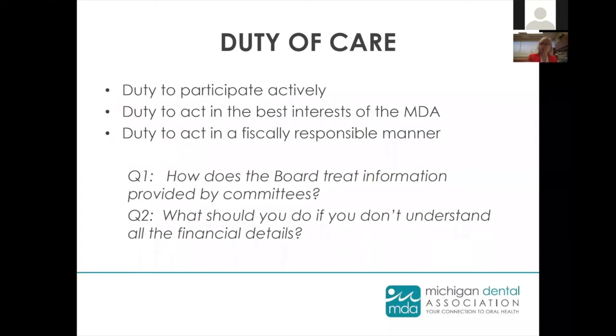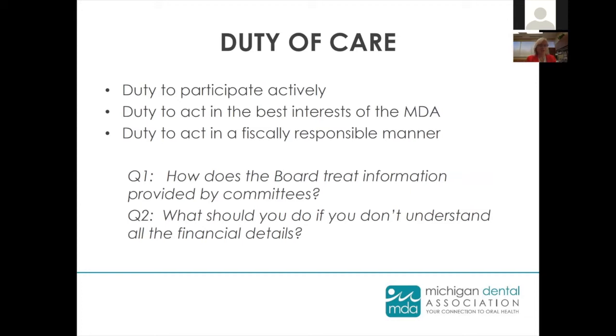So let's talk about that. It's duty of care, duty of loyalty, duty of obedience. I know this was all in your pre-information, but just as a reminder, the duty of care basically means you have a duty to show up, to engage in the meeting, to participate actively, and to act in the best interests of the MDA. So maybe not yourself personally, or your specialty society, or your component, but the best interests of the members of the Michigan Dental Association overall. You also have a responsibility to act in a fiscally responsible manner. If you do those things, then you're completely fulfilling your duty of care.